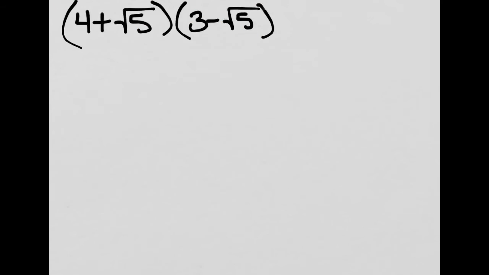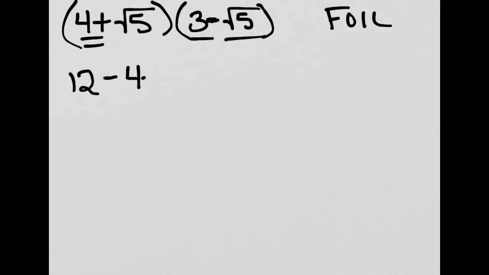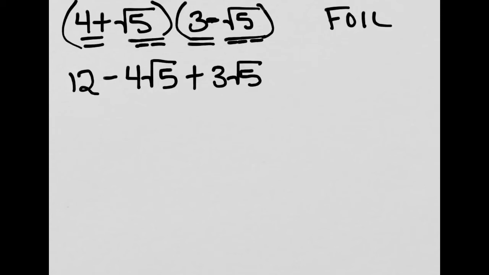Now let's say I have two what looks like binomials with radical symbols. So I'm going to use that FOIL. So I have first, it's going to give me 12. Outers is going to give me, I have a negative square root of 5 here. So I have a negative 4 times the square root of 5 when I multiply those. Inners is going to give me a plus 3 times the square root of 5. And then last is going to give me a minus square root of 25.